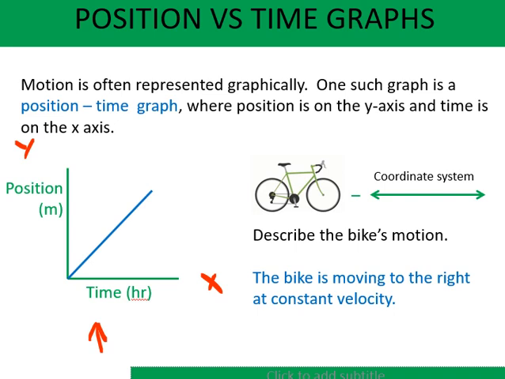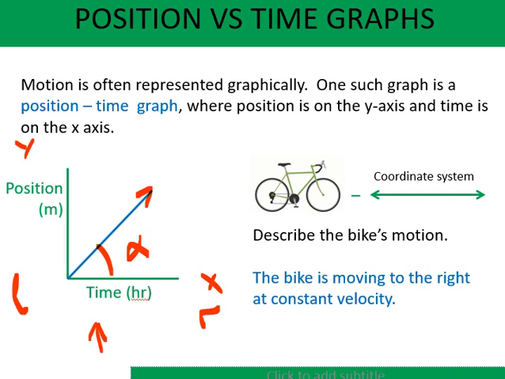So if we have a graph like this, what can we understand from this graph? We can understand that the bike is moving to the right at constant velocity. So this is the right, and this is the left, and if the straight line goes in this way, in the right direction, up, we can say that it's moving to the right.